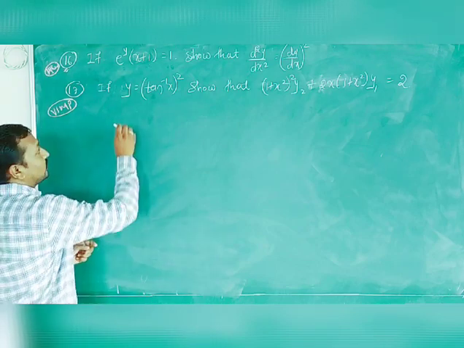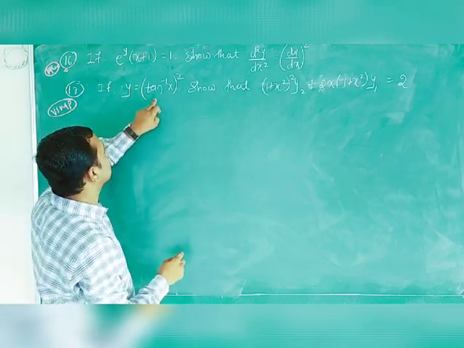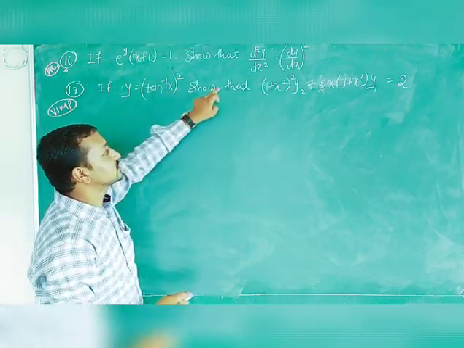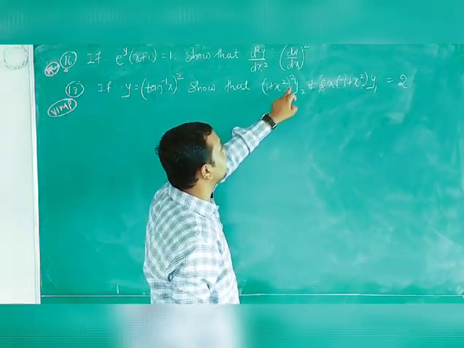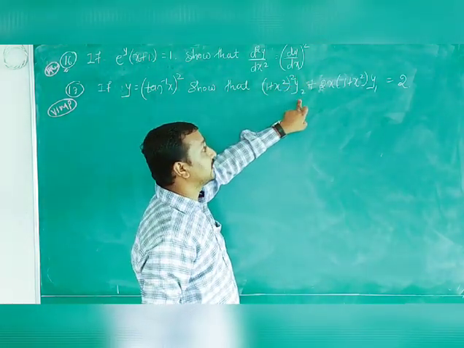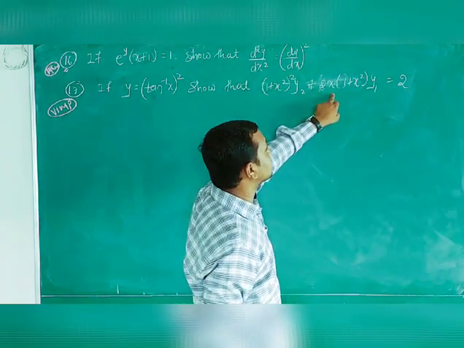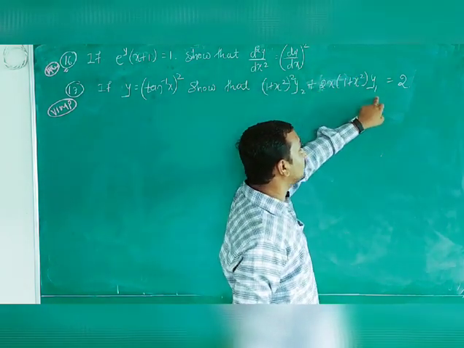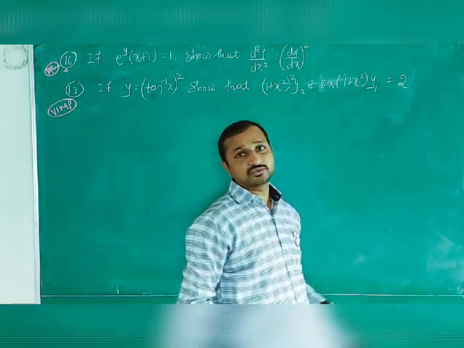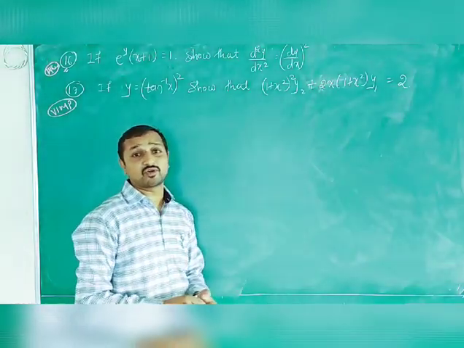So here, what we have to do in this example? Let y equal to tan inverse of x whole square. Show that 1 plus x square its whole square into y2, the second derivative, plus 2x into 1 plus x square into y1, the first derivative, is equal to 2. This is a very easy example and very important.